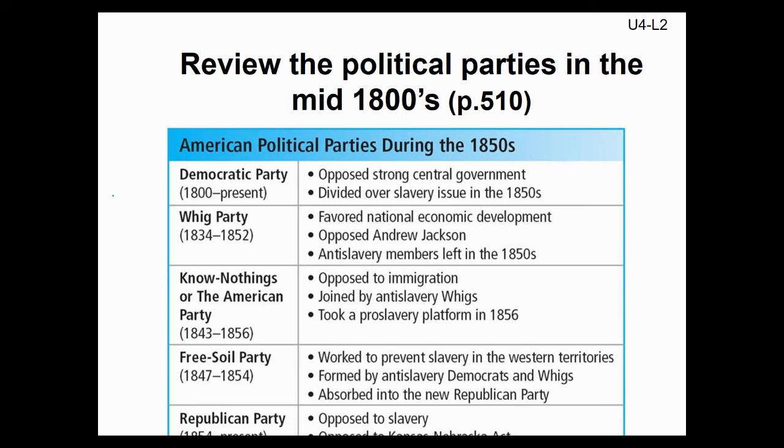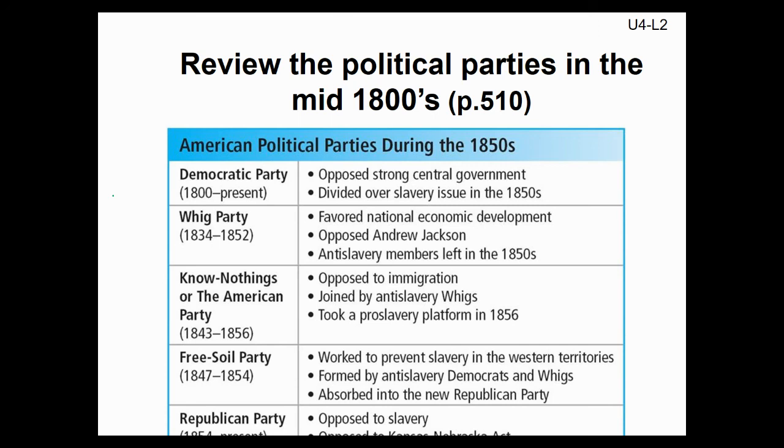The Whig Party, which was made in retaliation to Andrew Jackson, is going to cease to exist in the early 1850s, and many of those people will go to the Republican Party. We're going to see the Know Nothings, the American Party. They're opposed to immigration. They took a pro-slavery platform in '56. They were joined by some of the anti-slavery Whigs, but once again, they're only going to be around for a short period of time. Then the Free Soil Party is going to disappear and move towards the Republican Party. But once again, they don't want the extension of slavery into new territory.